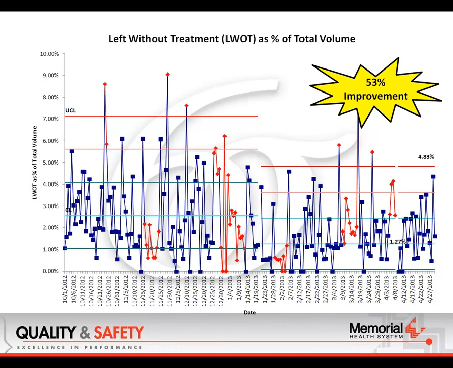Left without treatment, this goes back to the red flag criteria, but before we implemented this process, we were actually climbing up to almost 4%, which is very high. And from the time the fourth provider went in until really the present time, we're about 1%, a little over. Many days we've had 0 or close to it.